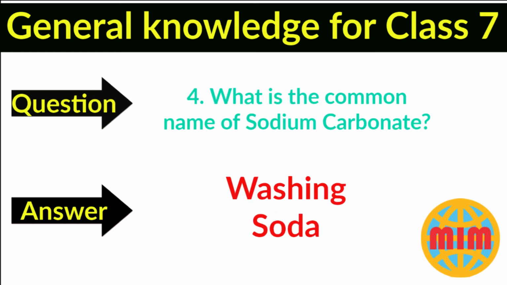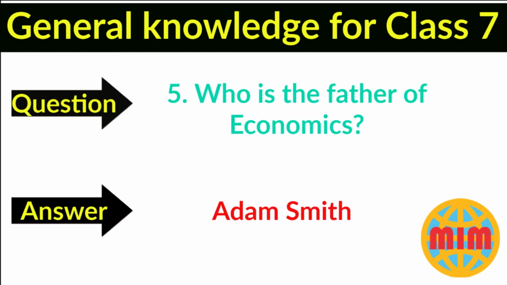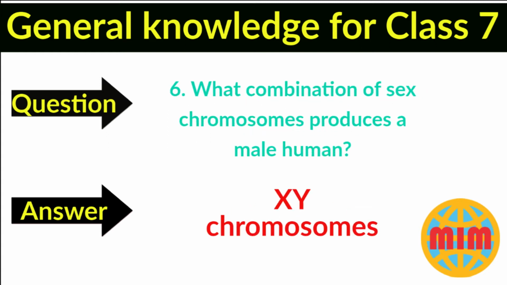Question number 4. What is the common name of sodium carbonate? The answer is washing soda. Question number 5. Who is the father of economics? The answer is Adam Smith. Question number 6. What combination of sex chromosomes produces a male human? The answer is XY chromosomes.